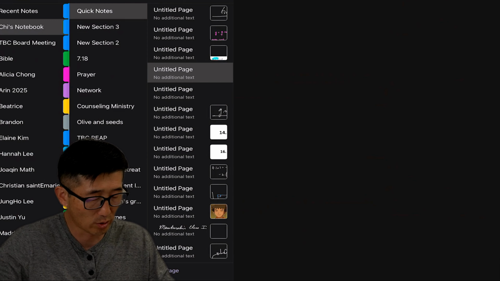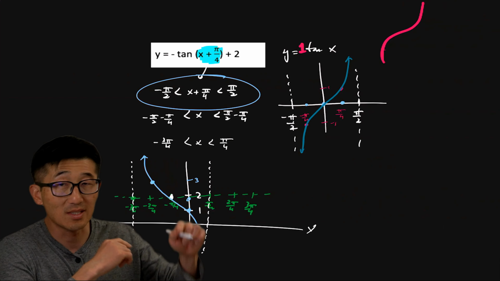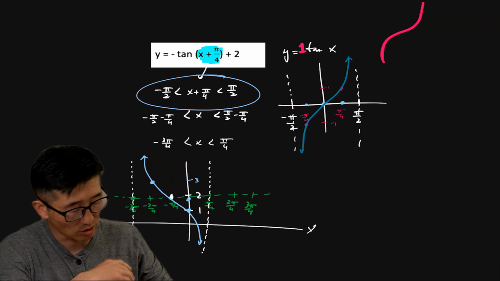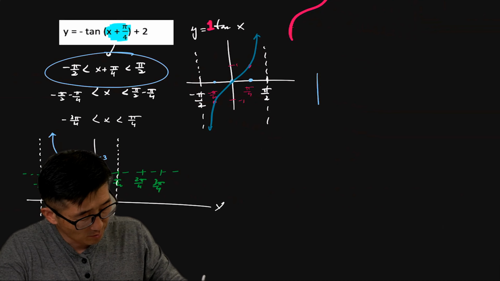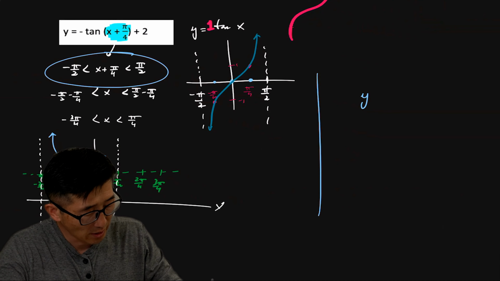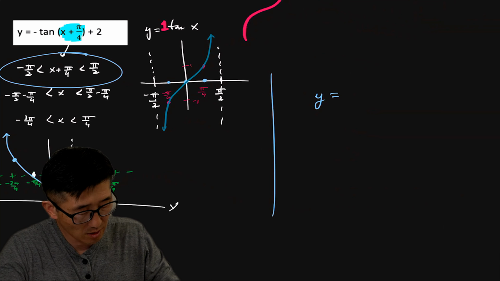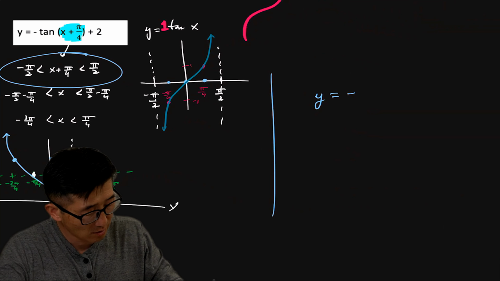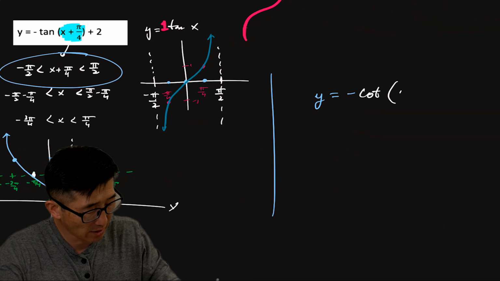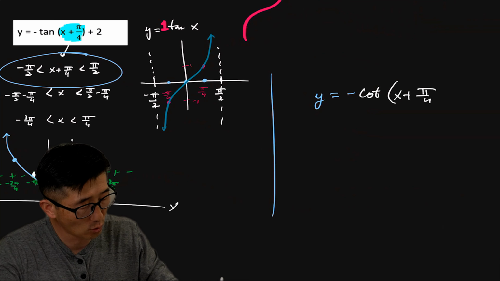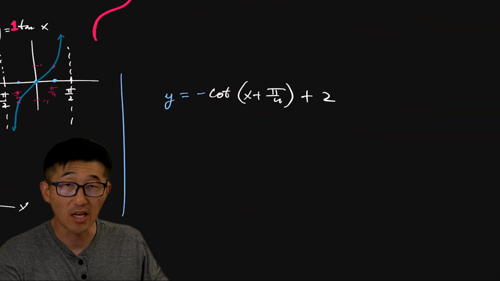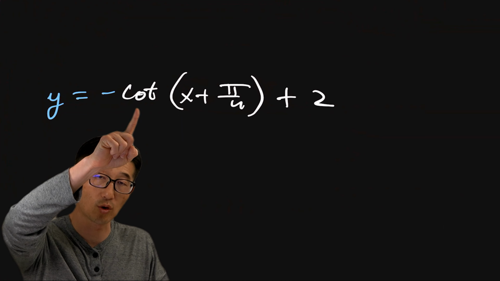Oh, I know what I was going to do. I'm going to take the exact same graph, just change that to a cotangent. So this is going to be y equals negative cotangent of x plus pi over 4, plus 2. Okay, so everything stays the same, but we're going to switch this to a cotangent.